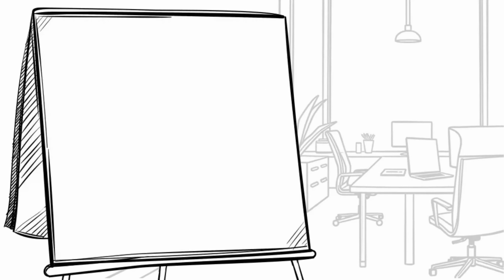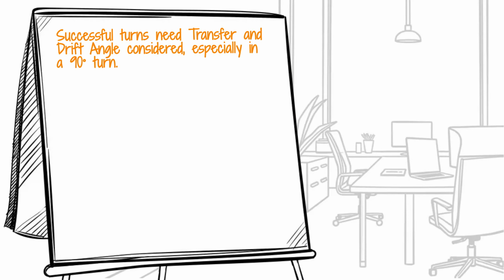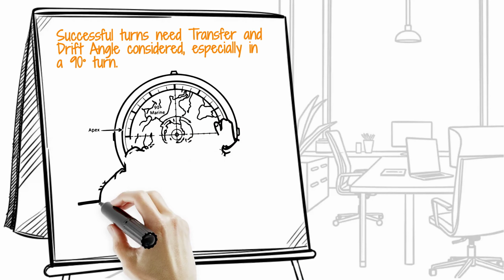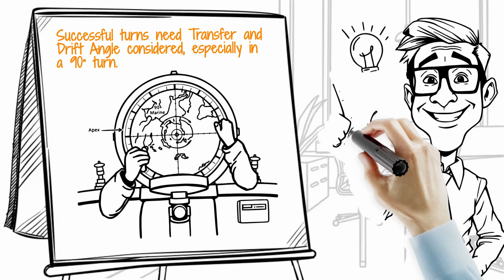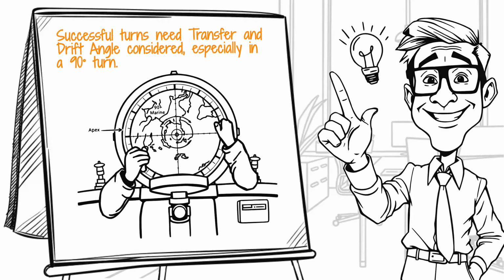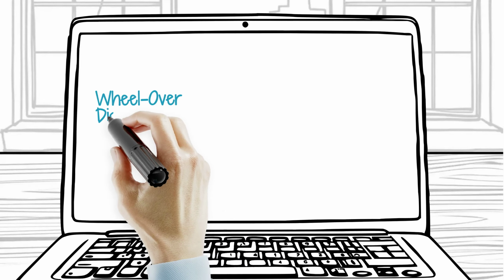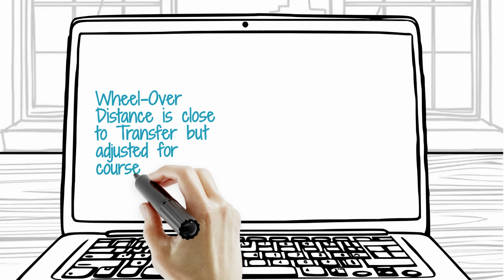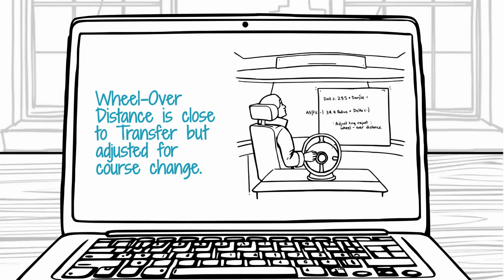For a successful planned turn, we are primarily concerned with the transfer and the drift angle. For a standard 90-degree turn, the wheelover distance is the distance measured along the new course line from the desired position of the turn, the apex, back to the point where the helm order must be executed. This distance is approximately equal to the ship's transfer, but it must be adjusted for the specific change of course, delta C. Since most navigation officers use a pre-calculated turning radius, r, for a given speed and rudder angle, a simpler practical formula derived from geometry is often used.